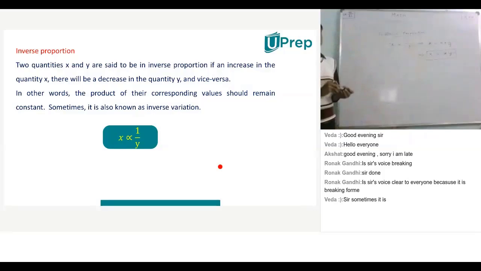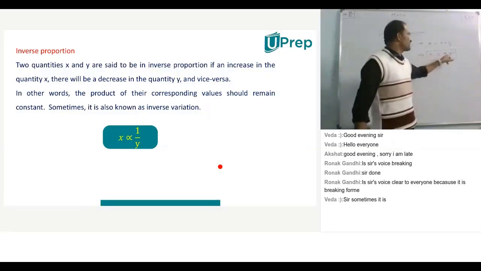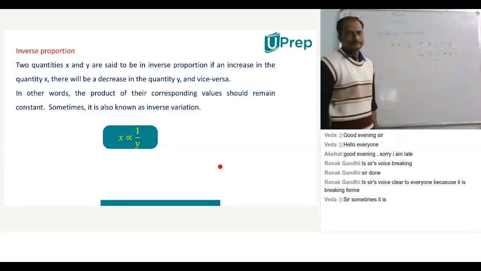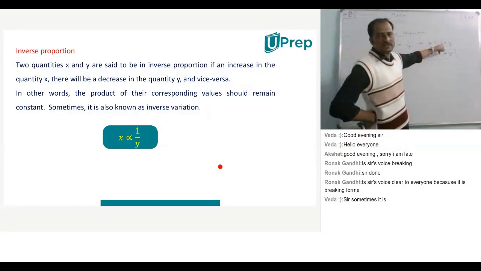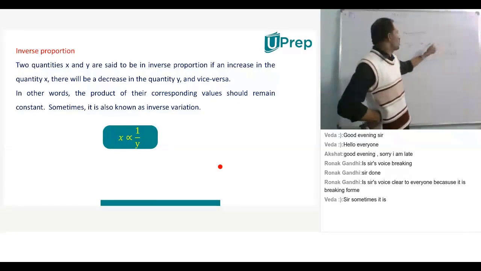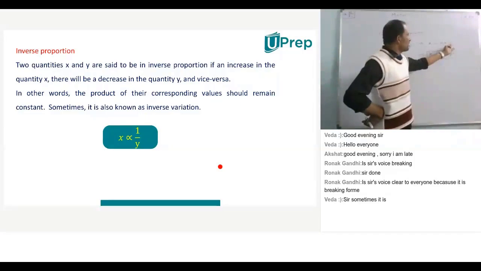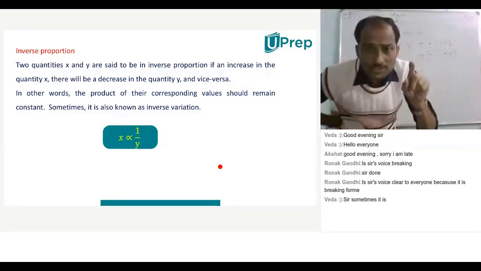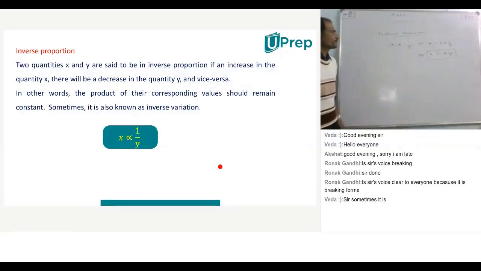Sir, is there any constant in inverse proportion? Yes, the constant is the product of X and Y. Because see, X is proportional to 1 upon Y. When the proportionality symbol is taken out, we will equate with a proportionality constant called K. So X is equal to K into 1 upon Y. Now, what will be the value of K? You will transpose Y. X into Y is equal to K. So what is the proportionality constant? Product of two quantities. Yes, sir.